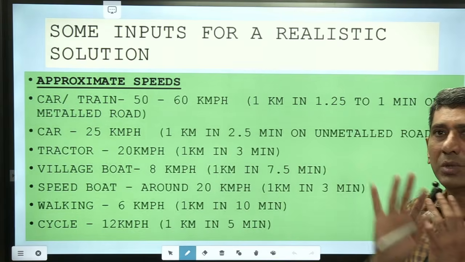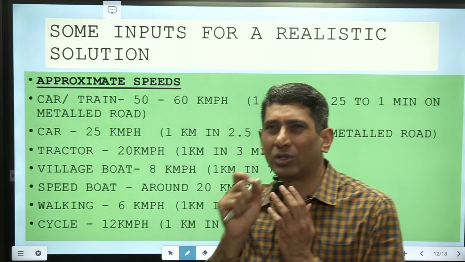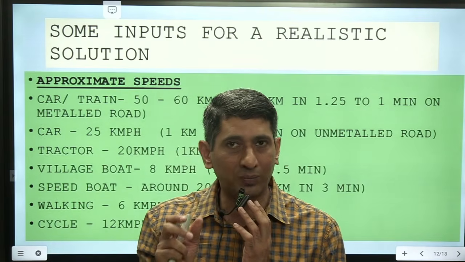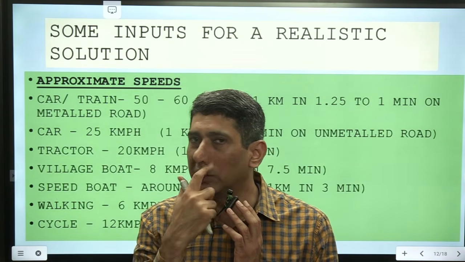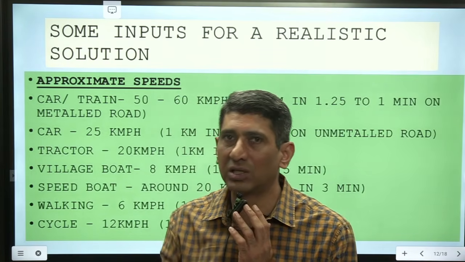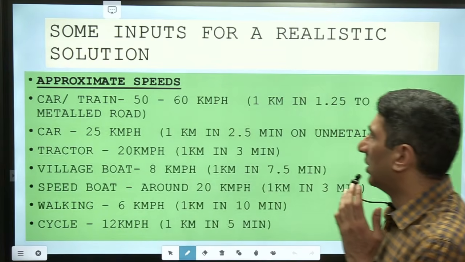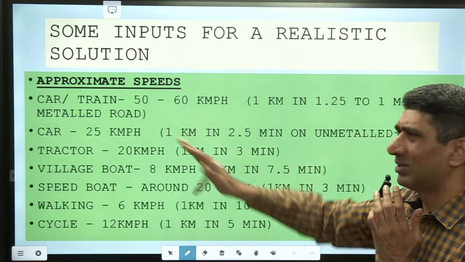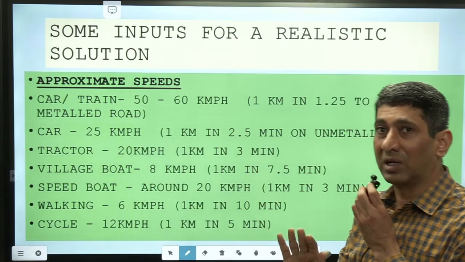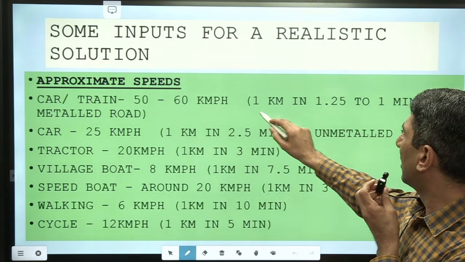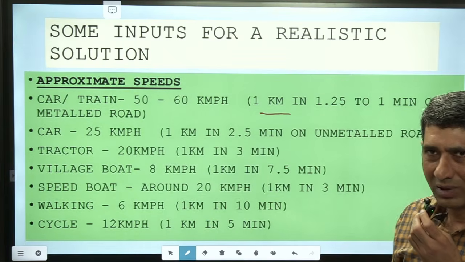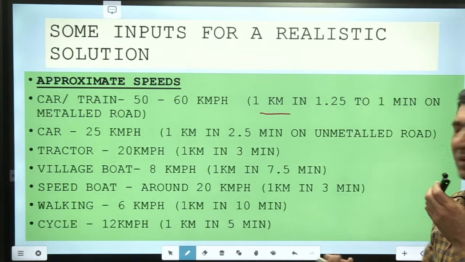I will give you some inputs regarding the approximate speeds. See, again here, on the distance and time aspect, if you are prepared, maybe you will be able to give a realistic solution. Now, a train or a car is generally about 50 to 60 kilometers per hour. If you convert that per minute, 1 kilometer will be 1.25 to 1 minute if it is a metal road.